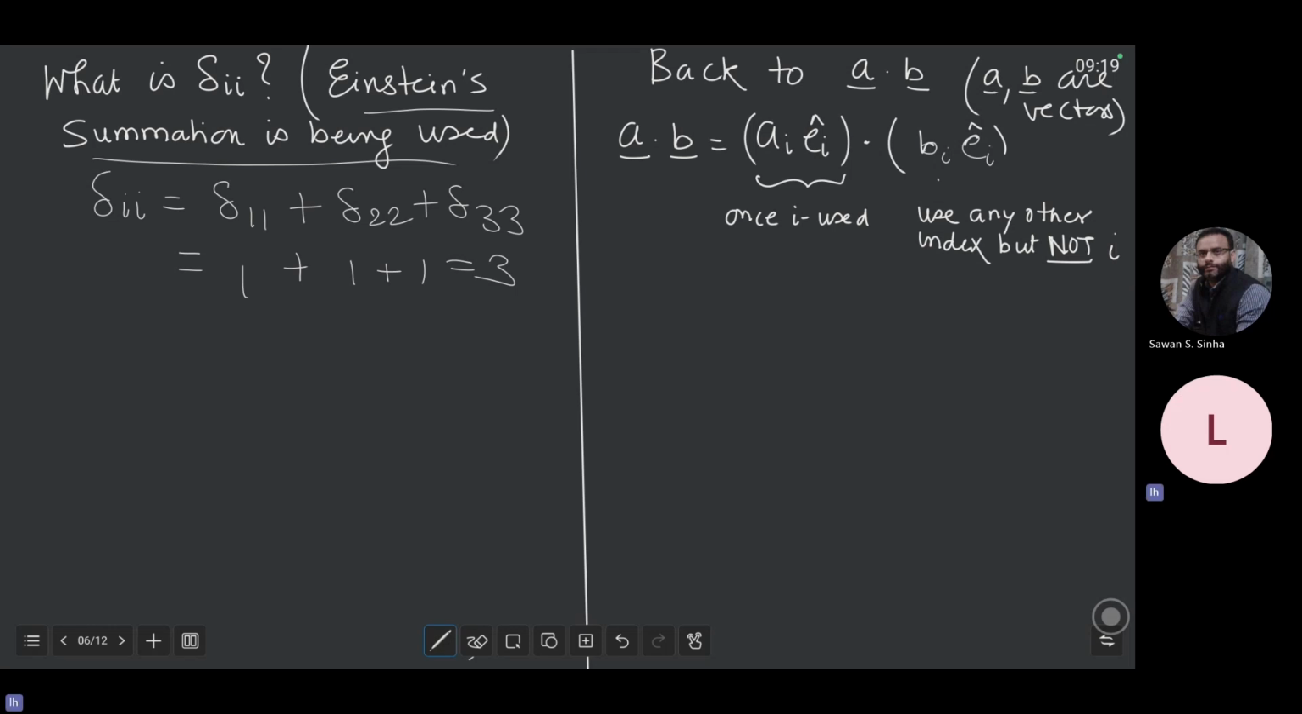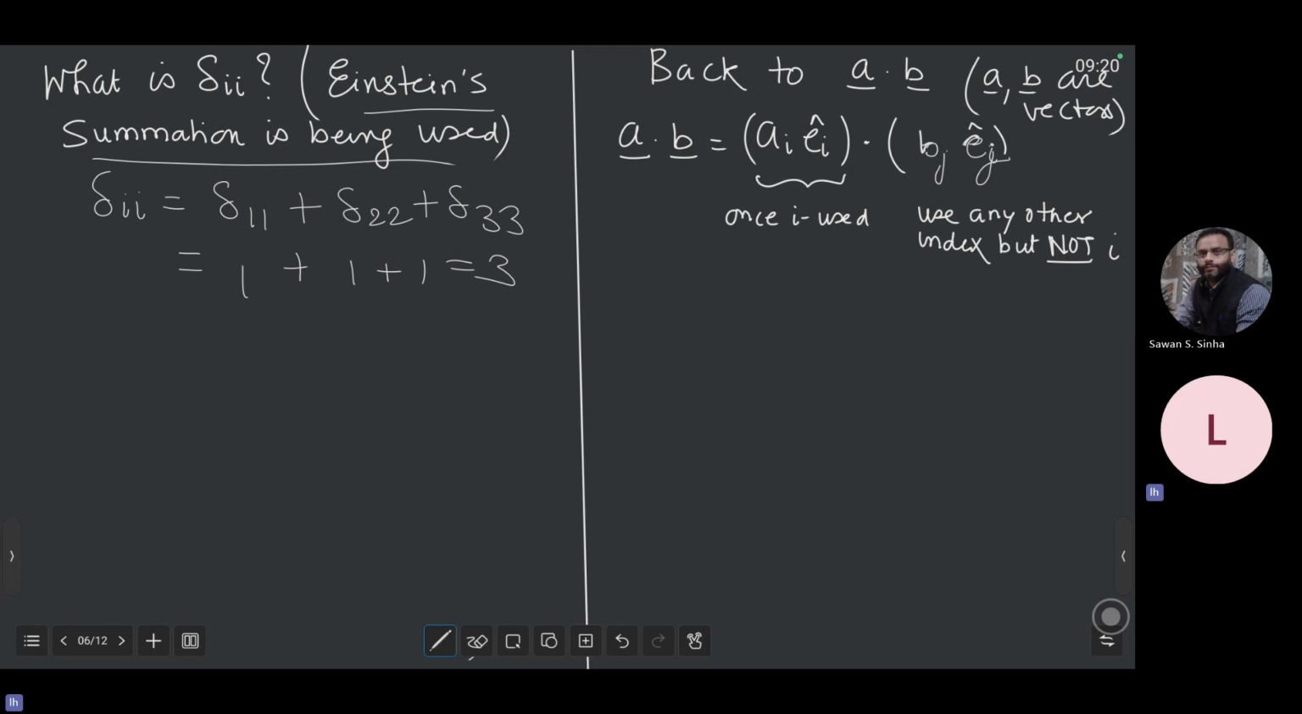Here there are 4. You should always avoid that. Otherwise, you will not get to the right answer. So what do we do here? You take any dummy index other than i. Once i is used, you should use any other index. Any other index, but not i. All right. Always follow this practice.